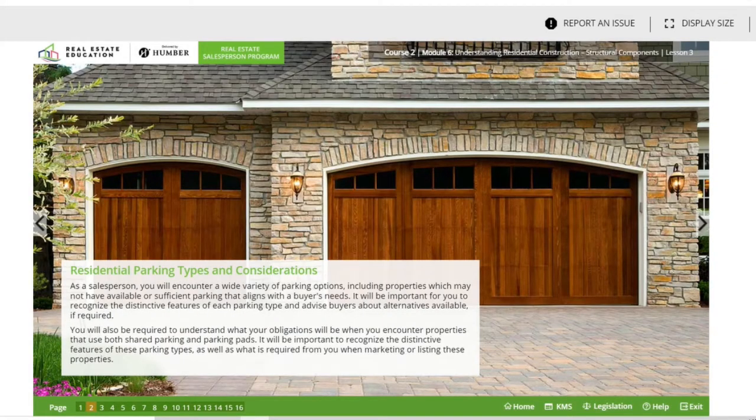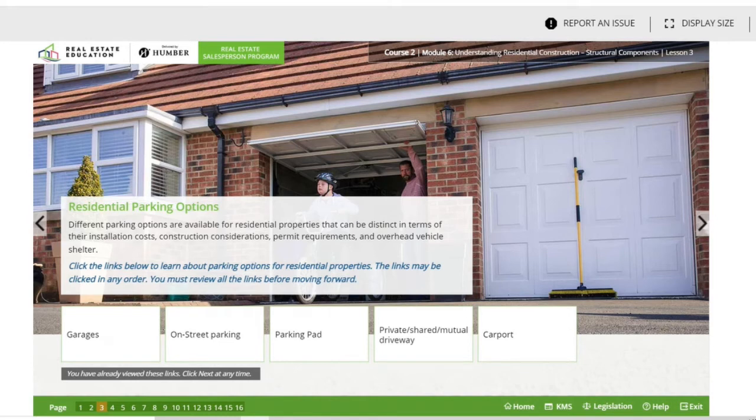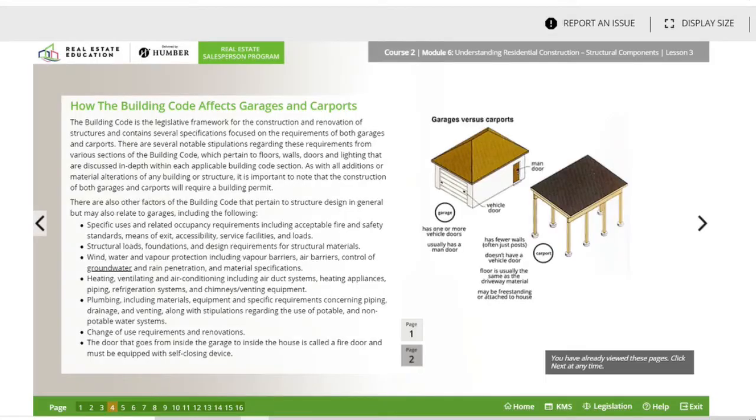There's shared and private driveways, and for example, residential parking options. There's garages, on-street parking, parking pads, private driveway, carports, and then there's how the building code affects garages and carports. You can read this. There are several notable stipulations regarding these requirements from various sections of the building code which pertain to floors, walls, doors, and lighting that are discussed in depth. There are also other factors of the building code that pertain to structure design in general, but may also relate to garages, including the following: specific use, structure loads, foundations, wind and water, vapor protection, including vapor barriers. I'm not sure what this is. Let me just read it again.